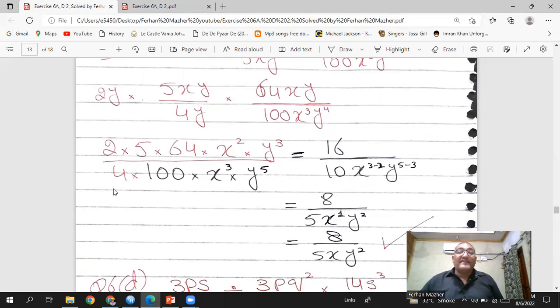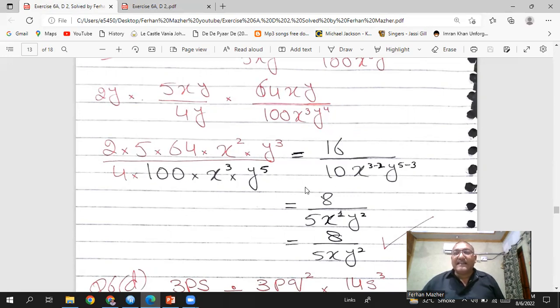So when you cancel them, 2 into 5 is 10. So 2 and 10, this 10 will be cancelled with this 100. So you're left with the 10. 4 16s are, so you are 16 by 10. And here the power in the denominator of the x is larger. So in the denominator, I will write x raised to power 3 minus 2. The power of the y in the denominator is larger than the power of the y in the numerator, so I will write y raised to power 5 minus 3.